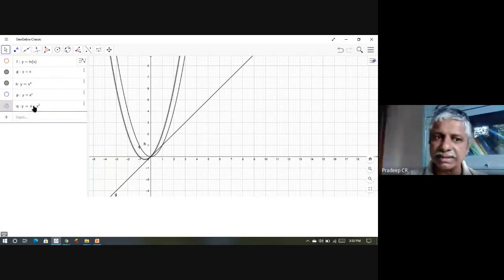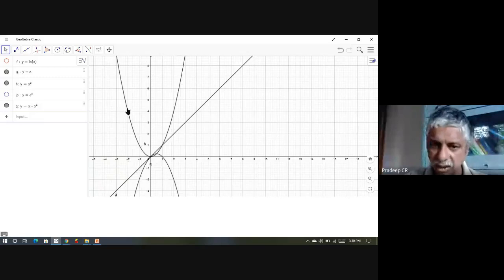Or you can even say, another combination is y equal to x minus x square. So then what happens? You see, this becomes upside down, some sort of reflection of y equal to x square. I want you to keep these things in mind.